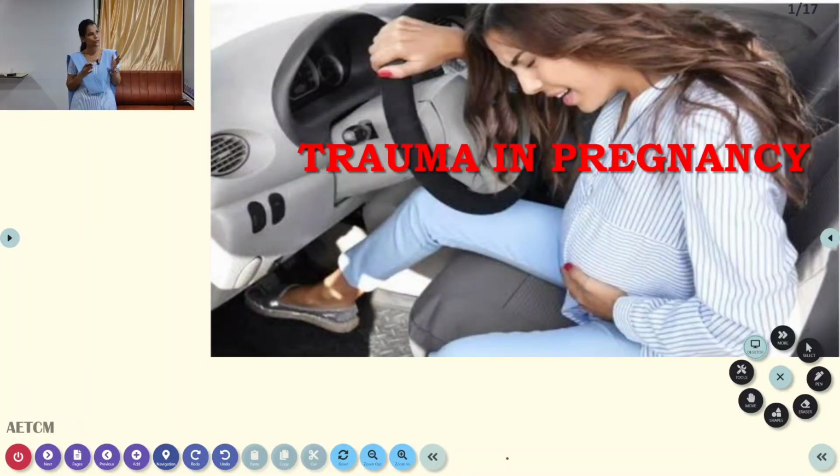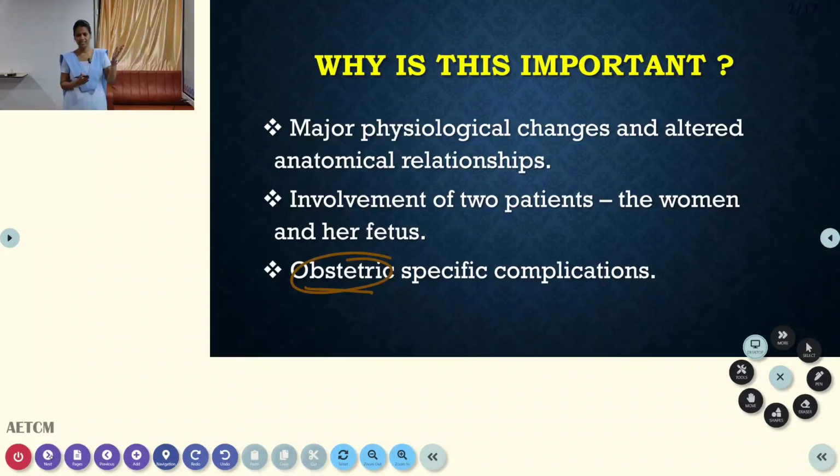Today we are going to discuss the topic of trauma in a pregnant woman. Why are we first considering pregnancy? It is a special population. Why do we want to give special consideration and extra care while treating the pregnant woman? Why is this important?